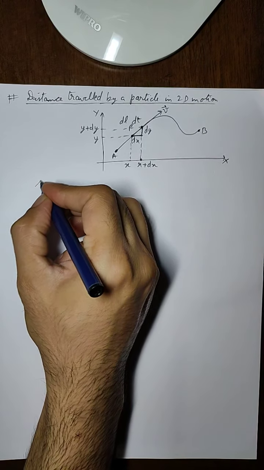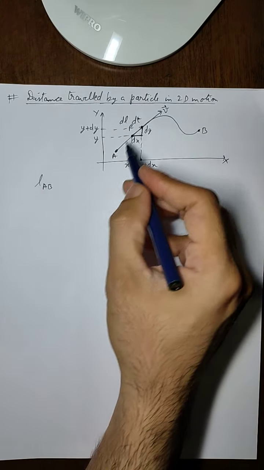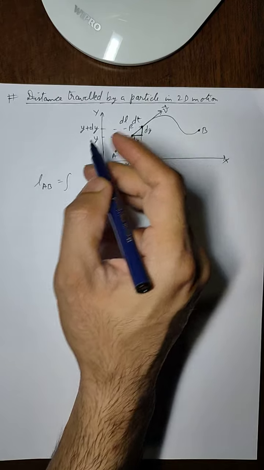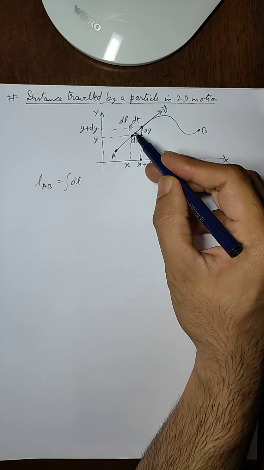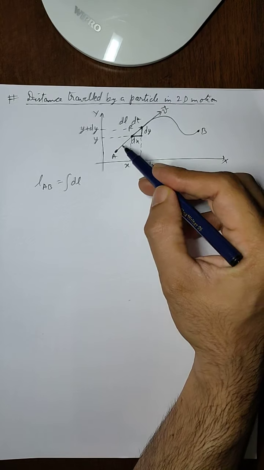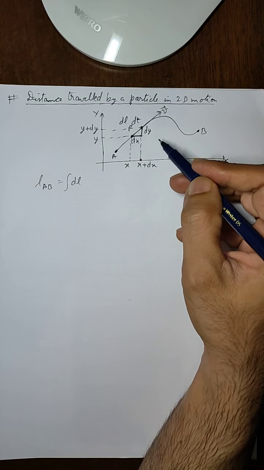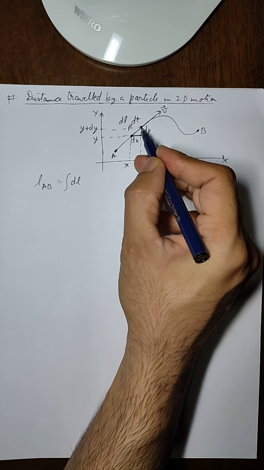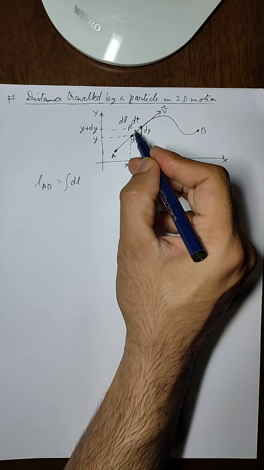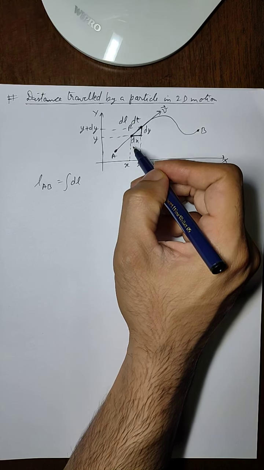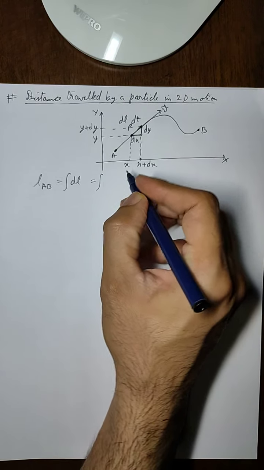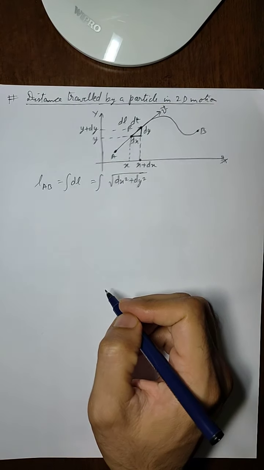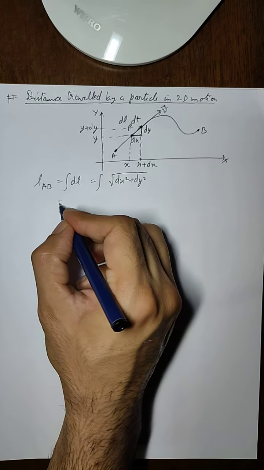So this means that if we need to find out the total path length from A to B, we have to integrate such kind of equation. We have to integrate this small dl. There will be several dl's like this from A to B, and if we integrate all of them, we'll find the total distance or total path length from A to B. Now from this small triangle, we can see that this is a right angle triangle and the hypotenuse is dl. So by applying Pythagoras theorem, instead of dl we can write root of dx square plus dy square.